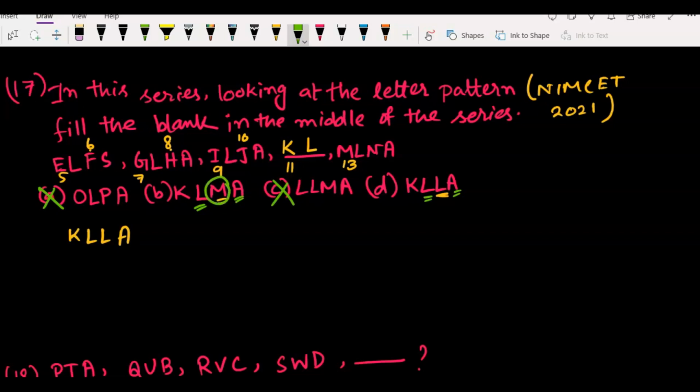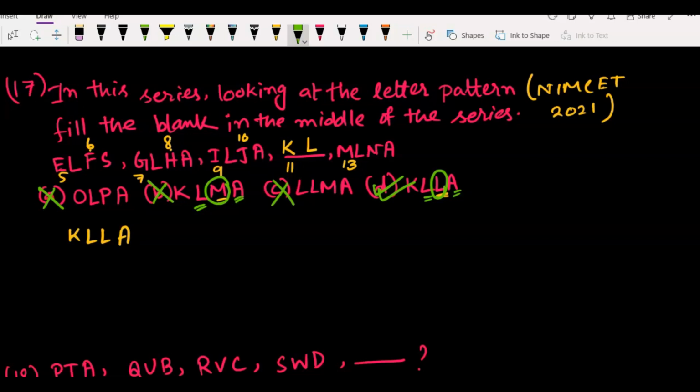So we only check for the third. In the third we get L. How do we get the L? F is 6, then 8, then J is 10, then 10 plus 2 is 12. So 12 is L, and plus 2 is 14, that is N. So the third term will be L. That's why B will not be the answer. So D will be the answer.